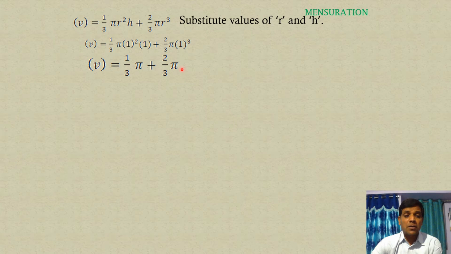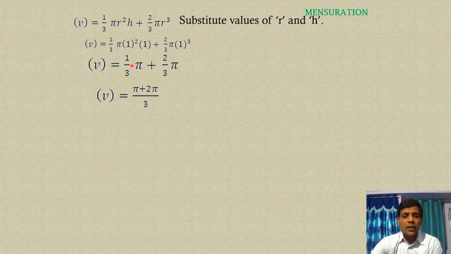Now what do you observe? These two are like fractions. So what is the LCM? 3. So LCM 3. 1 pi plus 2 pi. Because these two are like fractions, add both numerators at a time. 1 pi plus 2 pi, we get 3 pi. 3 pi by 3.